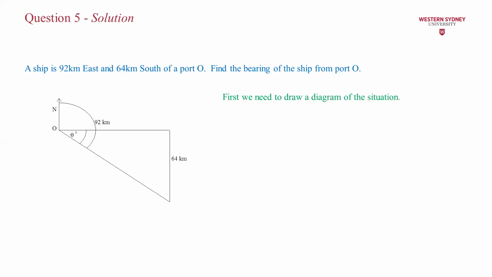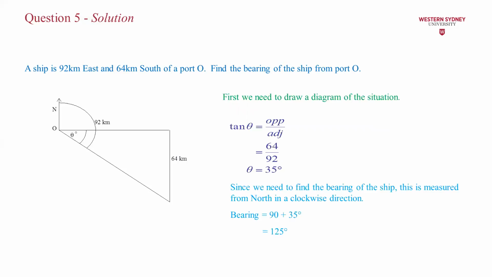We need the value of theta, the angle in that triangle. We use tan, opposite over adjacent, to calculate the angle in the triangle of 35 degrees. Now, because that's 35 degrees below east, we do 90 plus 35 to get the bearing of 125 degrees.